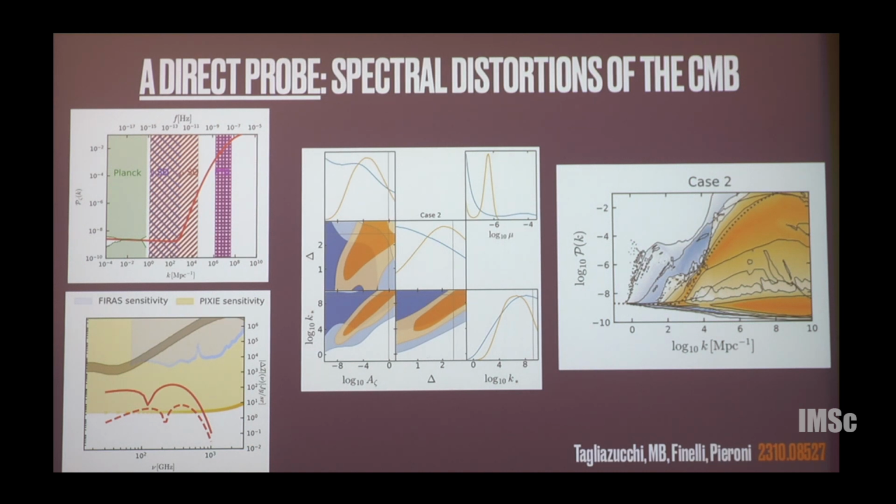So the idea is, can we tell something about the nanograph signal with spectral distortions? And the answer is yes, because there will be a synergy. Spectral distortions alone won't be able to detect it. They will indicate the presence of a mu type distortion.